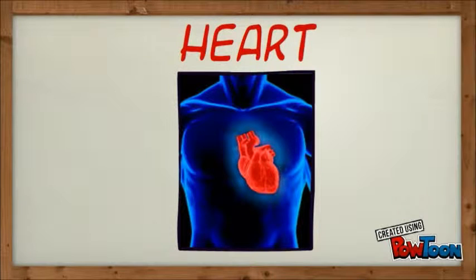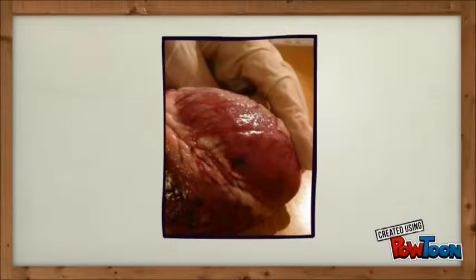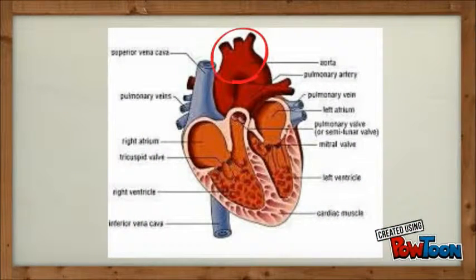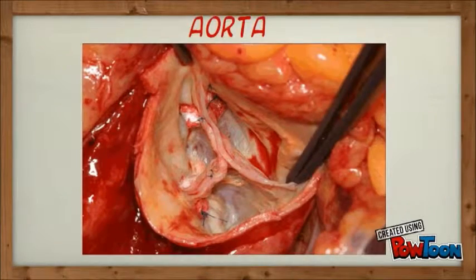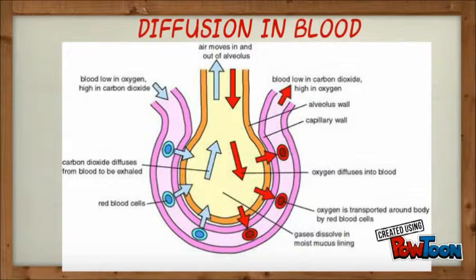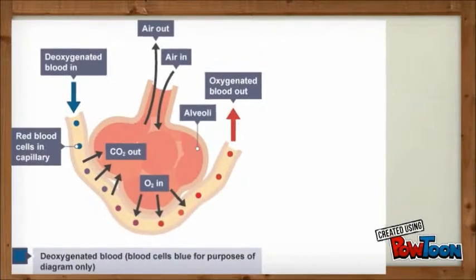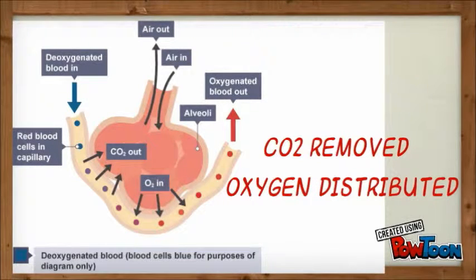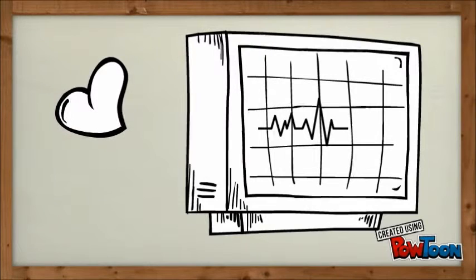The first organ we will discuss in the circulatory system is the heart. The heart is an organ made of cardiac muscle, and it acts like a pump. The muscles of the heart contract and pump blood away from the heart through the aorta and to the tissues of the body. Diffusion occurs at the tissues, allowing nutrients and oxygen to enter the cells and carbon dioxide and other waste to be removed from the cells.